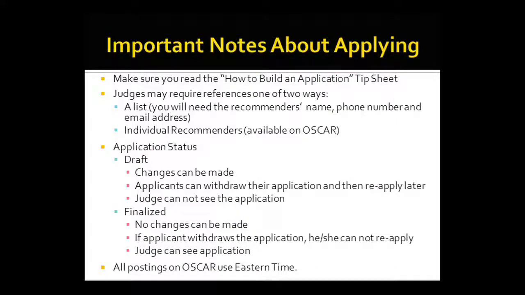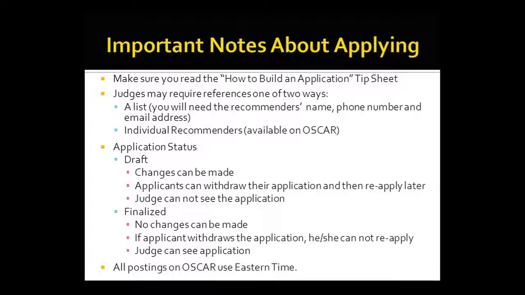Here are a few important notes about applying. Make sure you read the How to Build an Application tip sheet. It will take you through the process in a step-by-step format. Judges may require references one of two ways, a list or individual recommenders. If they want a list, you need to know your recommenders' names, phone numbers, and email addresses. If they want individual recommenders, they want the recommender to fill out a form on OSCAR.